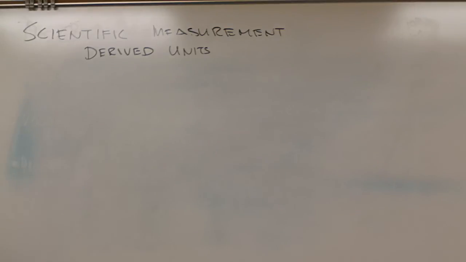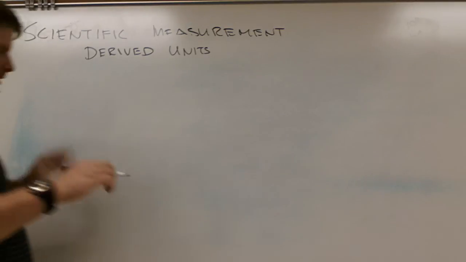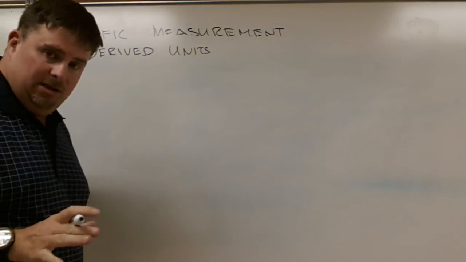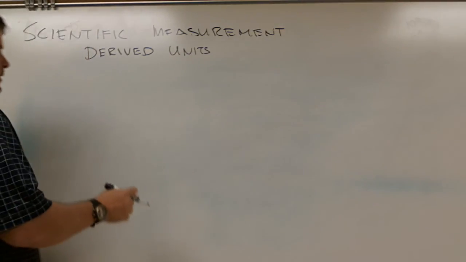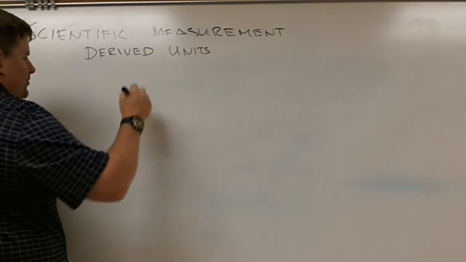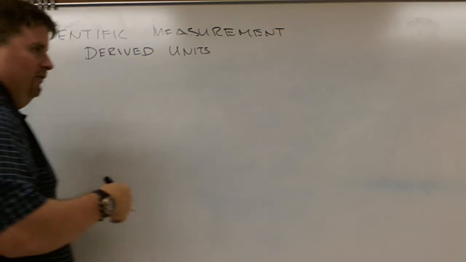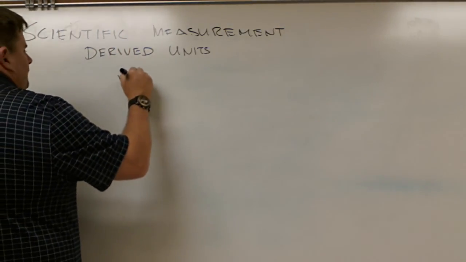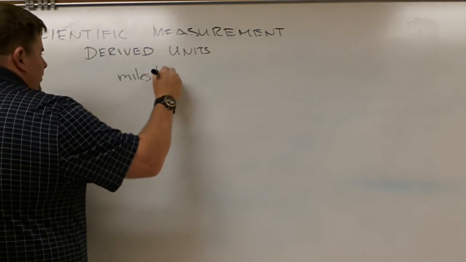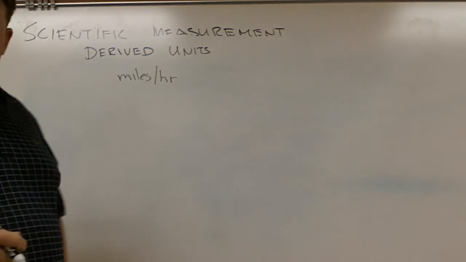So now I have derived units, right? Okay. Complex units. These are things that have more than one measured value. You guys are well aware of a couple of complex units, and I'll give you an example. Miles per hour. It's a complex unit.